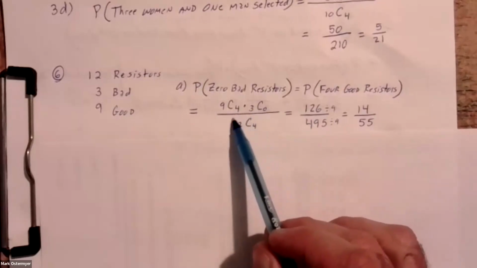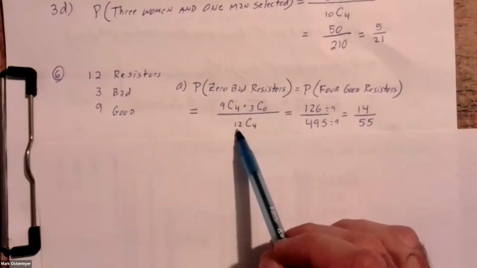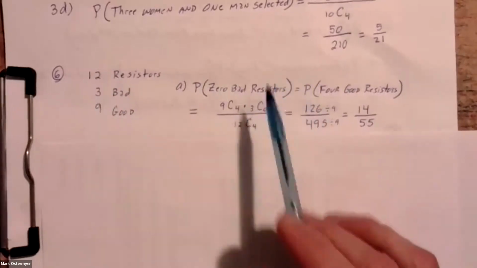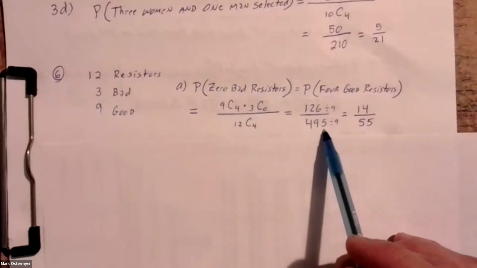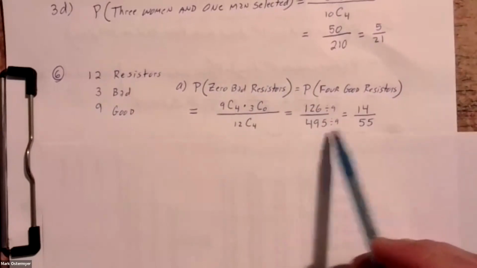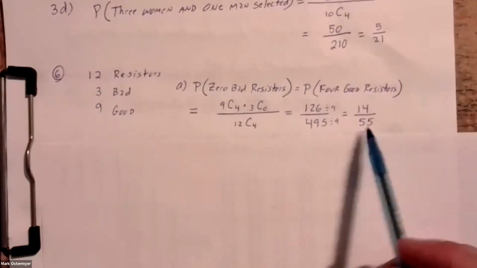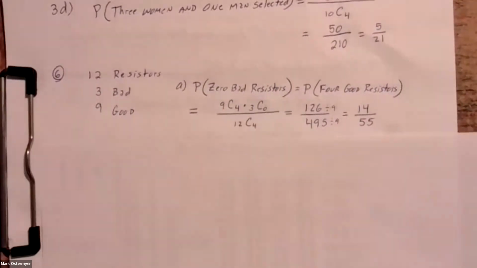Divided by the total number of ways of selecting 4 resistors from 12 resistors total, which is 12 in combination with 4. 126 divided by 495, I reduced it down by 9 to 14 over 55. And that's your probability of selecting 4 good resistors or no bad resistors. That's for A.